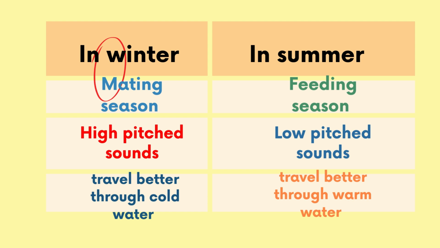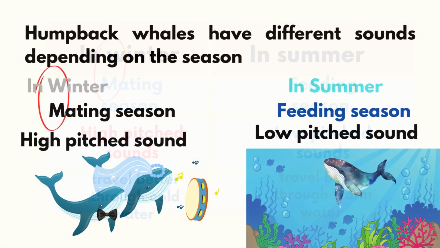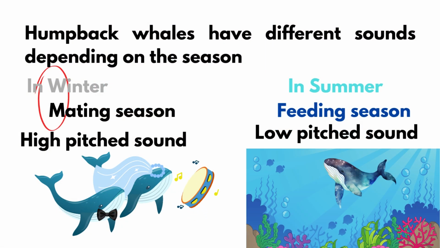In winter, this is a mating season. What is the meaning of mating season? The season when they prepare to have babies, okay? So this is mating season. So to not forget this part, as in winter, we have winter with W, the first letter, and mating with M. So W and M are opposite to each other in shape.